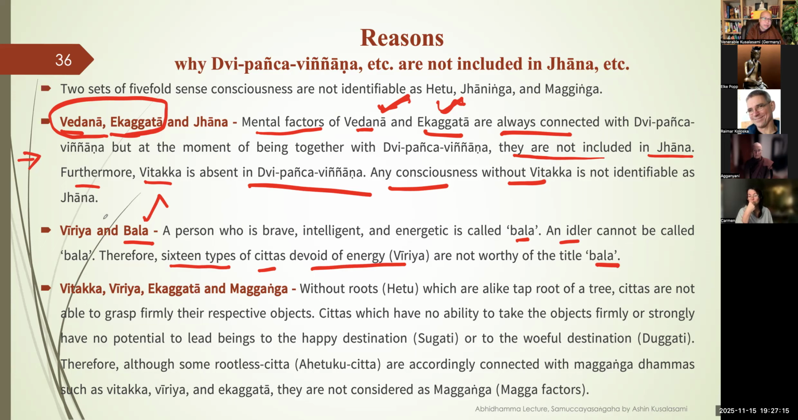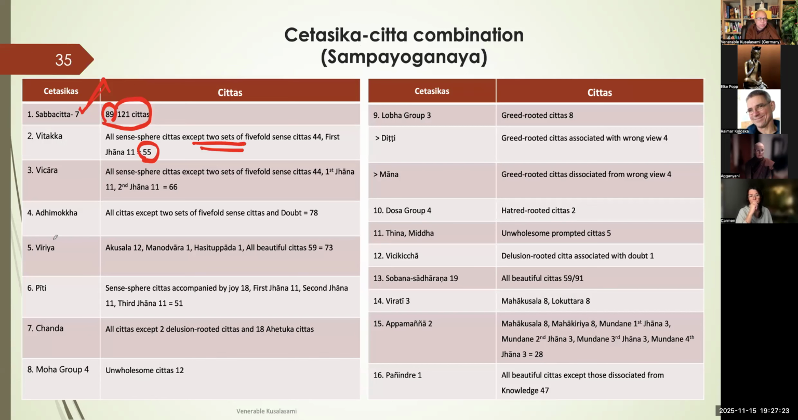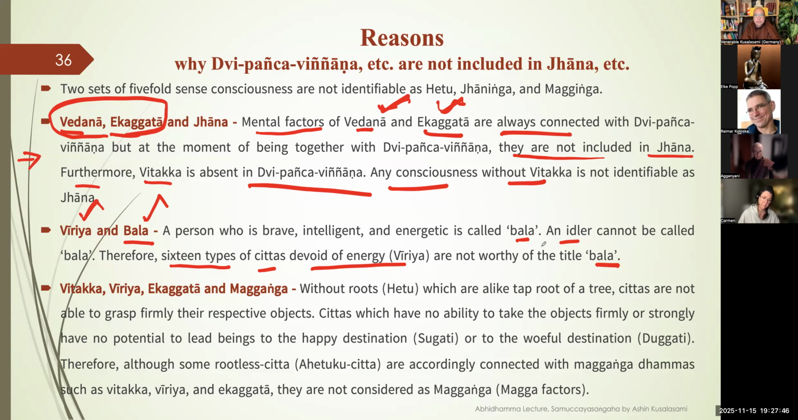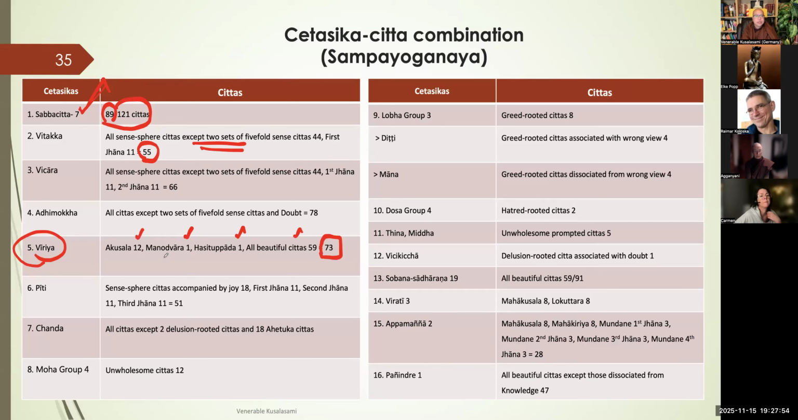So here, Viriya. You must look at the Viriya among the mental factors. Altogether 73: Akusala 12, Manodvaravajjana, Hasituppada, and all beautiful cetasika 59, altogether 73. What are the 16 types of citta? The 16 types of citta can be found in the 18 rootless consciousness. Altogether 18, so you have to exclude these two, altogether 16.